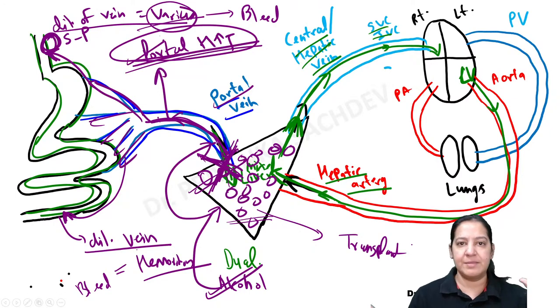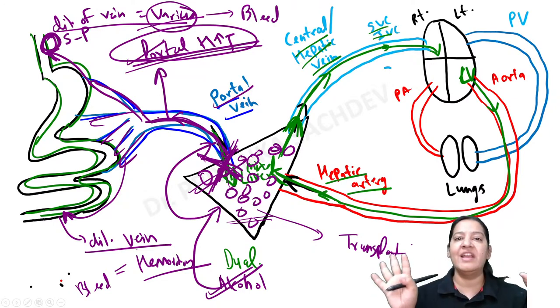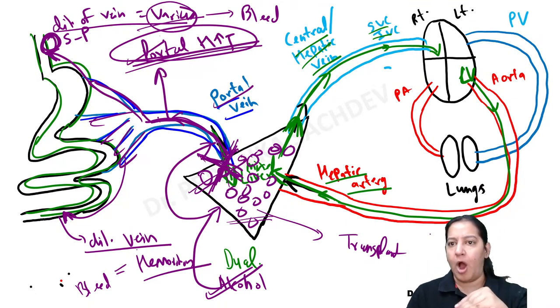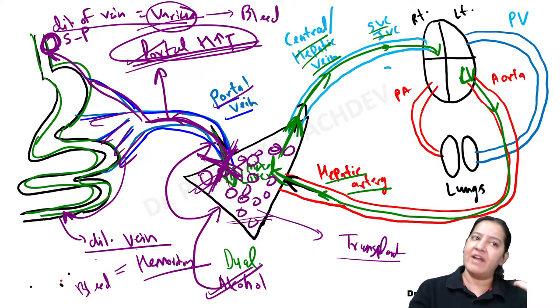Because it is an irreversible disease. Once the liver undergoes cirrhosis, you cannot treat it medically with any medicine. The only treatment is to take the dead, cirrhotic liver out and replace it with a new liver from a donor. So liver transplant is the only option. Once you do the liver transplant, cirrhosis is not there in the new liver, so portal hypertension will not be there and the varices will be reversed.